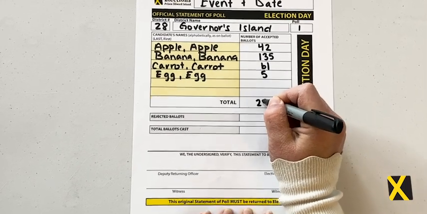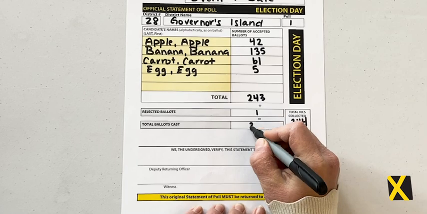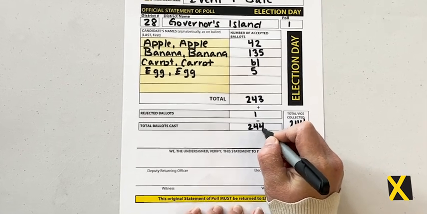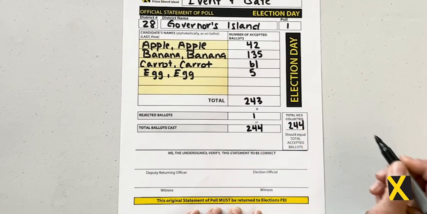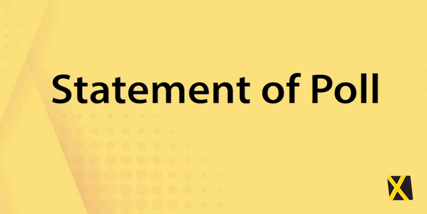The candidates' votes total 243. There was 1 rejected ballot. It's added to the candidates' totals to come up with a 244 total ballots cast number. The 2 boxes balanced out. Don't forget to sign it along with the other election official and 2 other witnesses to the count, and then submit it to the SDRO. The SDRO will relay this information on the statement of poll to the returning officer, who in turn will add it to the unofficial results page.